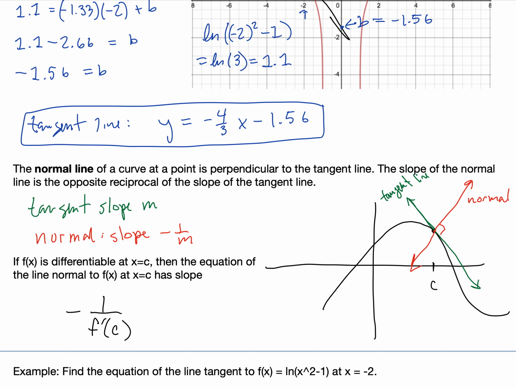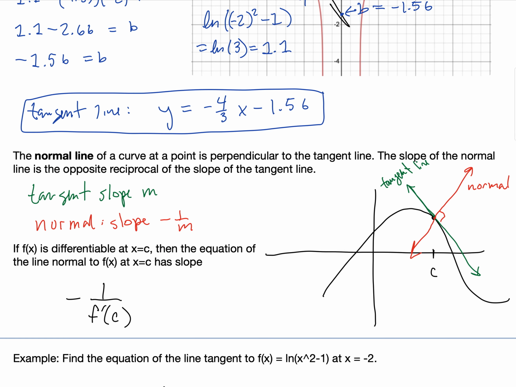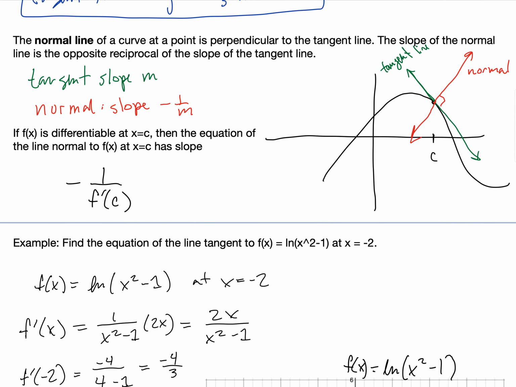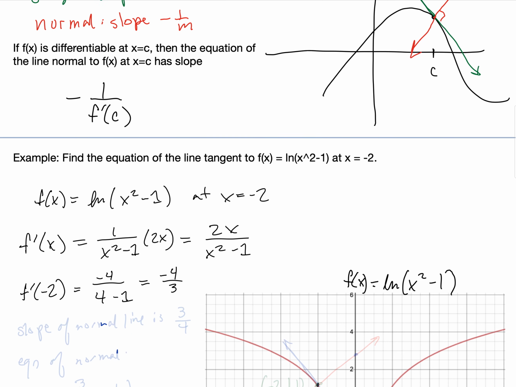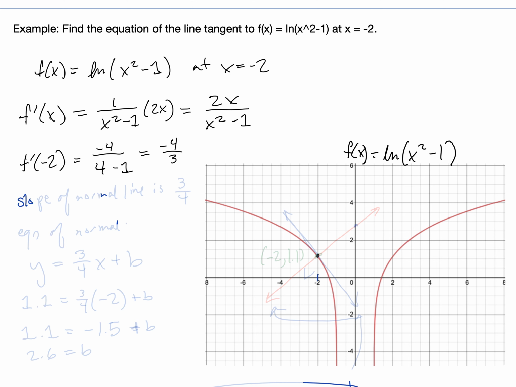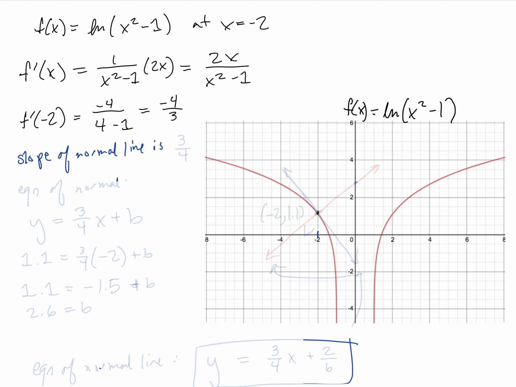So up above, we already took the derivative of f of x equals natural log of x squared minus 1, and we also found the derivative at the point x equals negative 2. We found that f prime of negative 2 was negative 4/3, and so that tells us that the slope of the normal line is the opposite reciprocal of negative 4/3, so that makes it a positive 3/4.